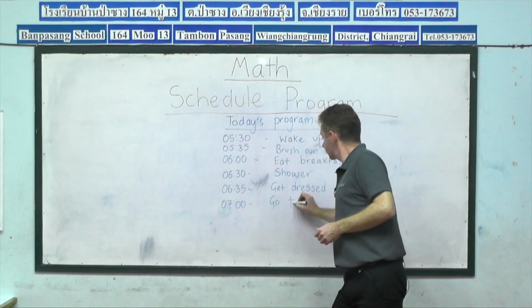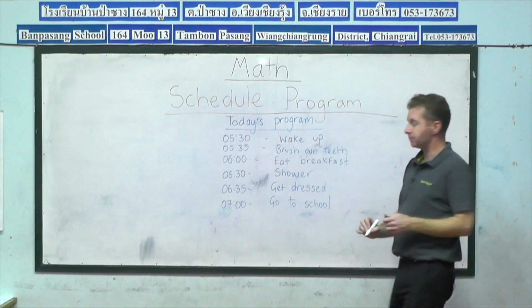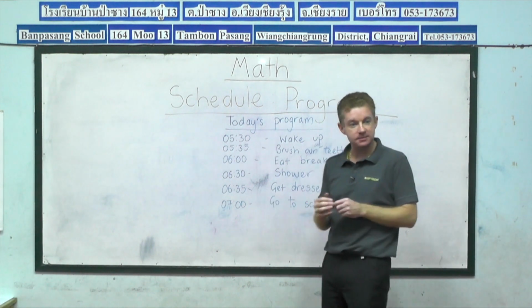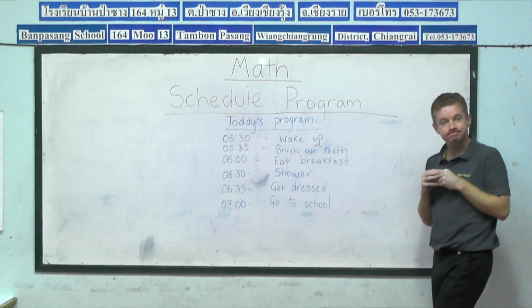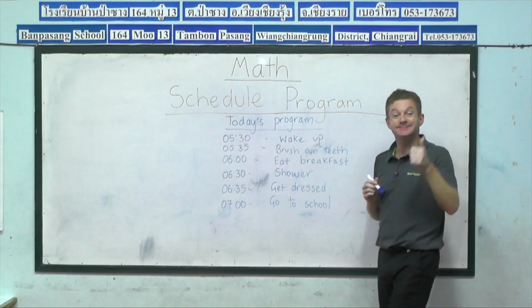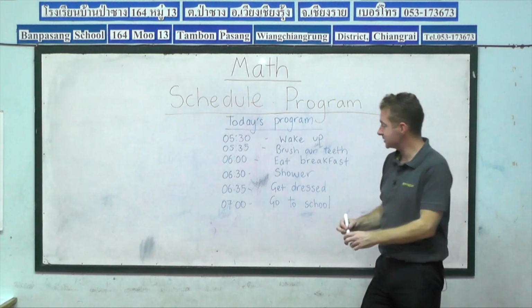Go to school. Brilliant. It's 7 o'clock and we're all at school. What happens next? Learning. What time do we begin learning? 8:30. Correct. Remember our timetable? 8:30. So what happens now?